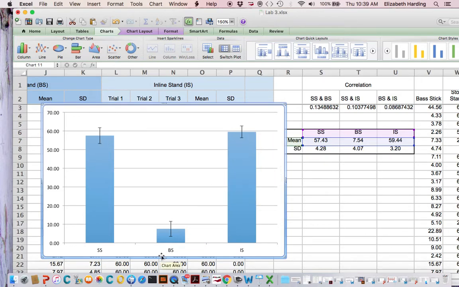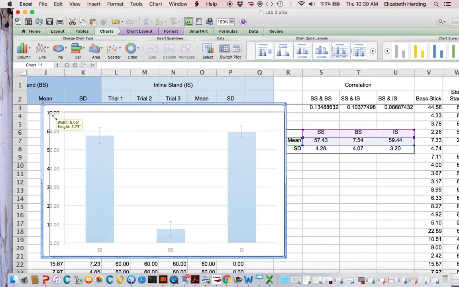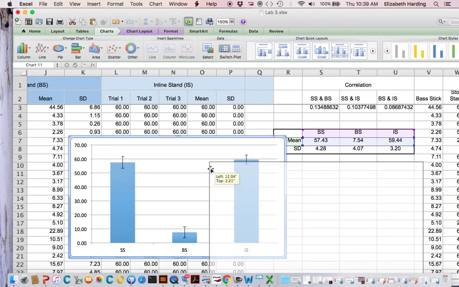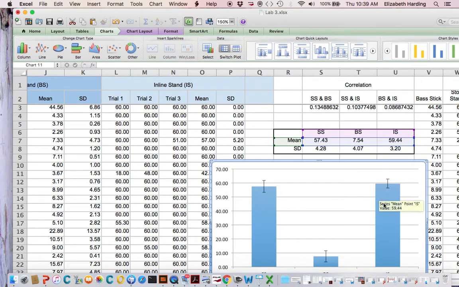So that's just a way to add custom error bars that tells a more complete story about what happened during your experiment. If you were just to use one standard deviation, it doesn't necessarily show the variability between participants for each of the tests, like the standard deviations of your own data does.